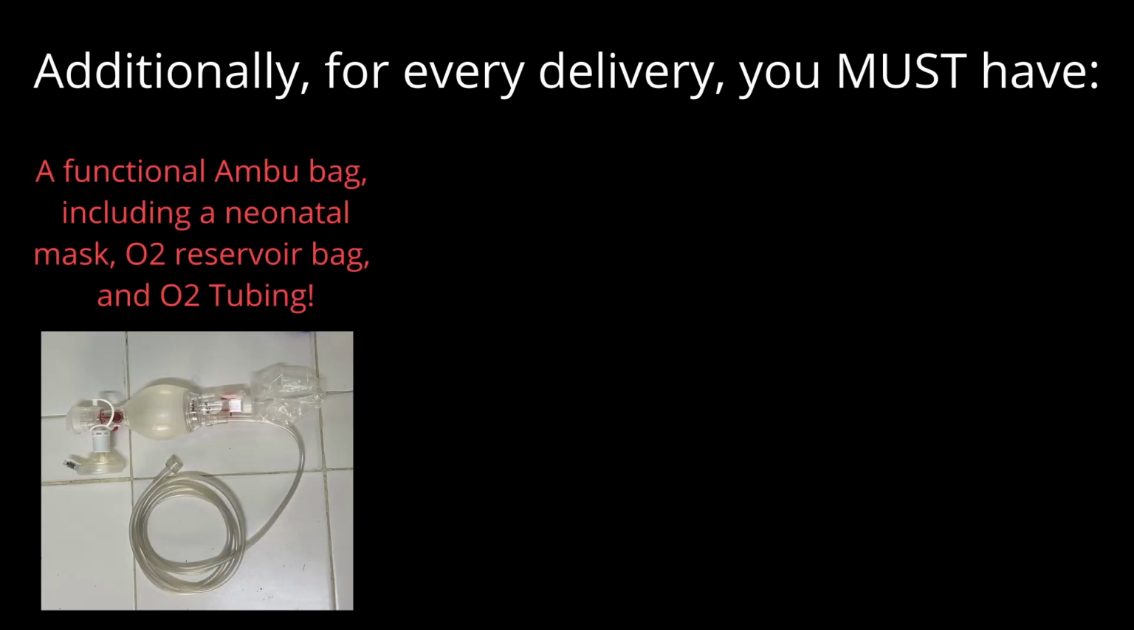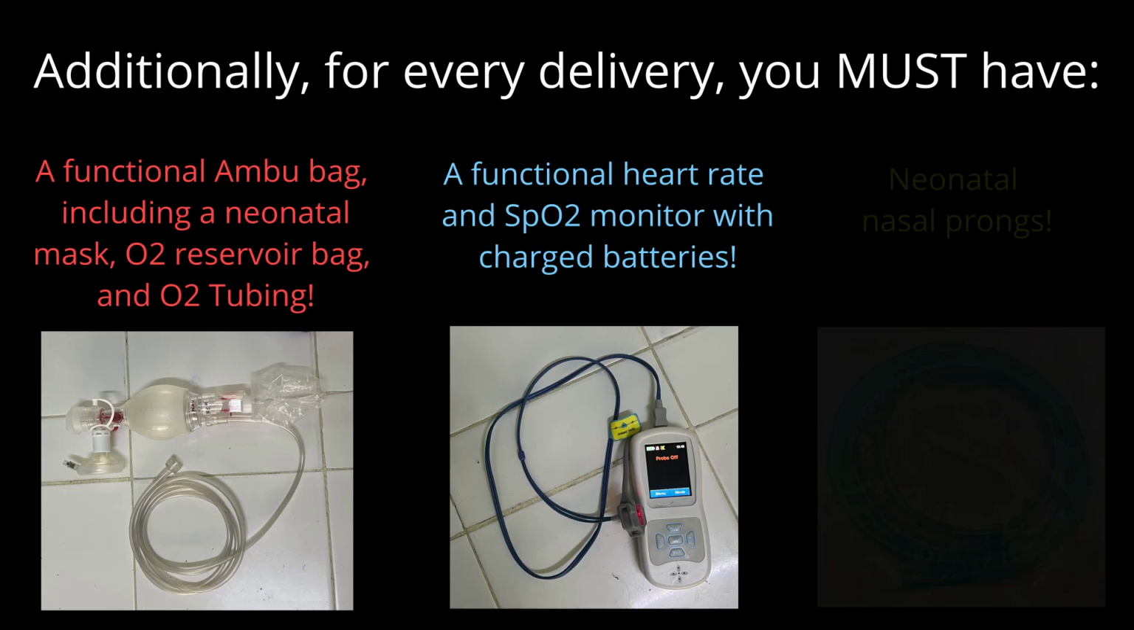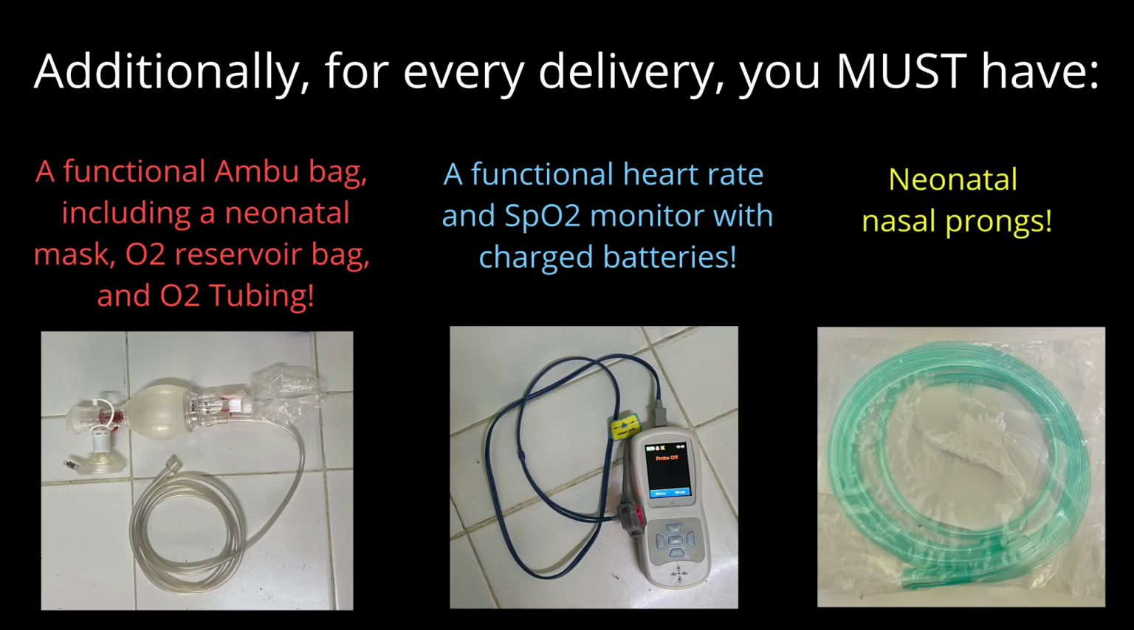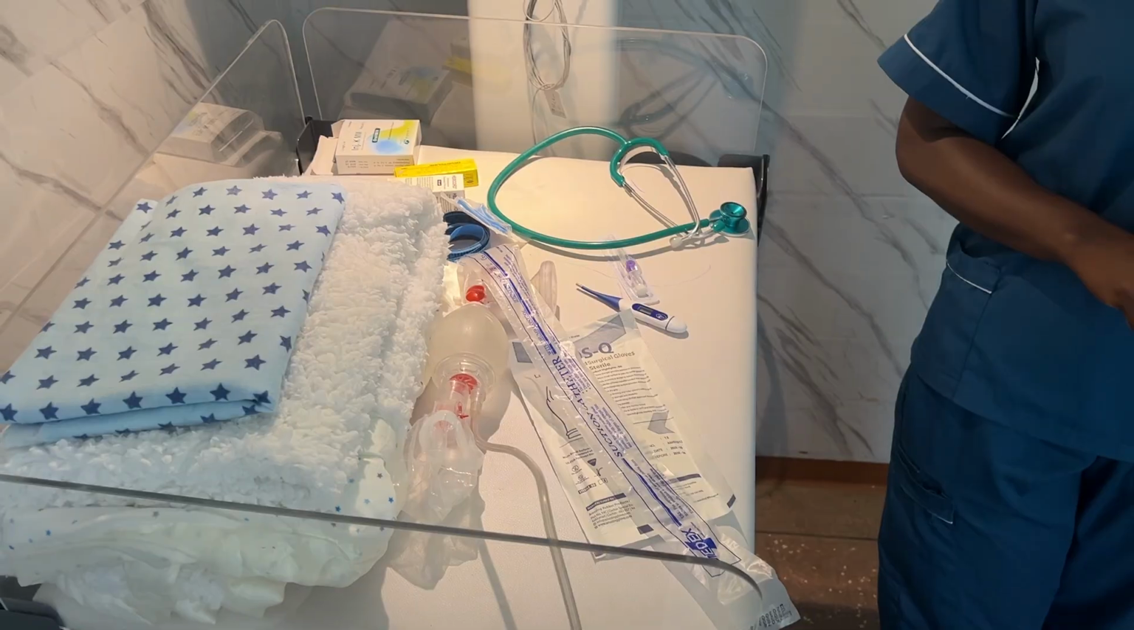To add on, for every delivery, you must have a functional Ambu bag, including a neonate-sized mask, O2 reservoir bag, and O2 tubing. Also, you need a functional heart rate and SpO2 monitor with charged batteries. Ensure the batteries are charged and functioning. Also, you need a set of neonatal nasal prongs in case the neonate needs supplemental oxygen following delivery. These items are absolutely critical for every delivery. These are some of the things that you should get ready for delivery.